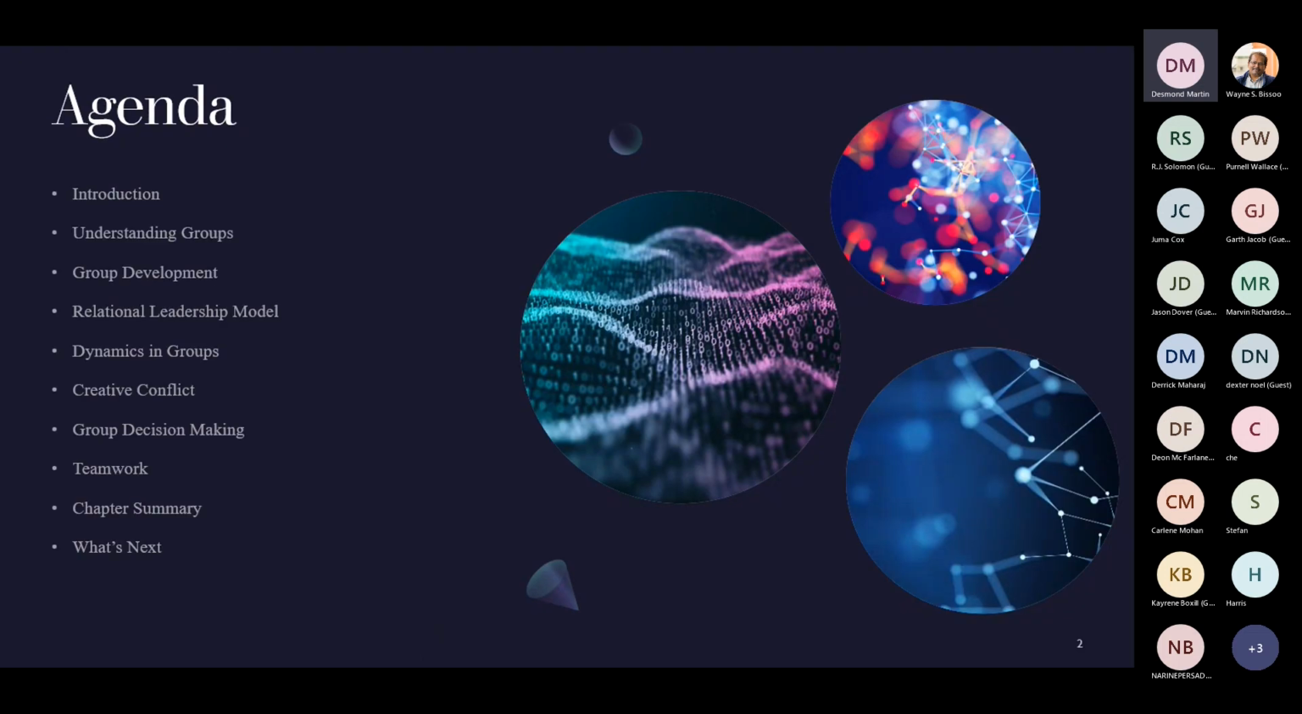The agenda for today's presentation will be the introduction, understanding groups, group development, the relational leadership model, dynamics in groups, creative conflict, group decision making, teamwork, the chapter summary, and what will be next after this chapter.